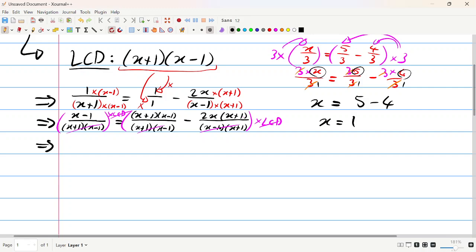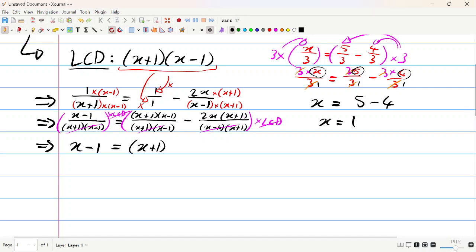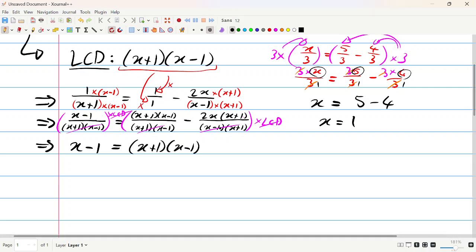Okay. And then what do you notice? Now we're left with x minus 1. All the numerators are now left: x minus 1 into x plus 1 multiplied by x minus 1 minus 2x into x plus 1. And then what are we left with? All we need to do is just multiply in the brackets now.